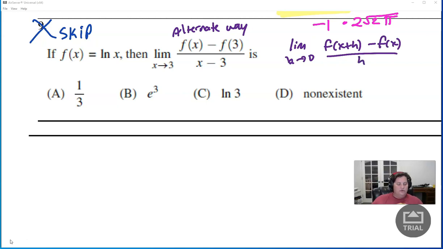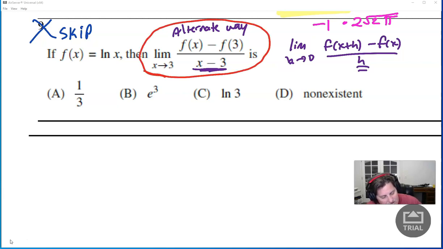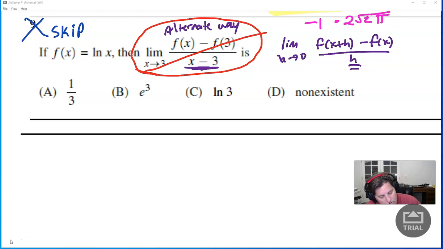It's kind of an alternate way of saying that because it's still a slope, and it's a slope as I get really, really close to 0, and 3 minus 3 gets really close to 0, and that's h. That's like the part in between it. So it's just an alternate way of writing this derivative formula. So you guys read that as the word derivative.